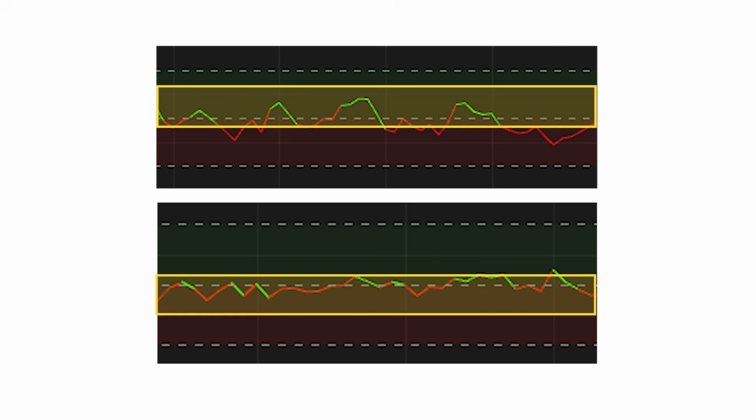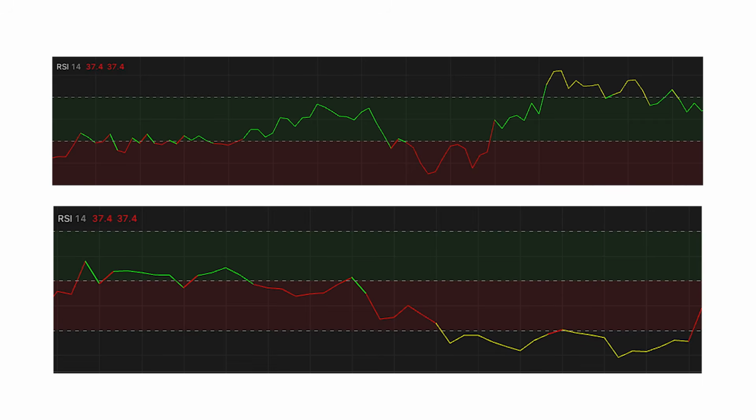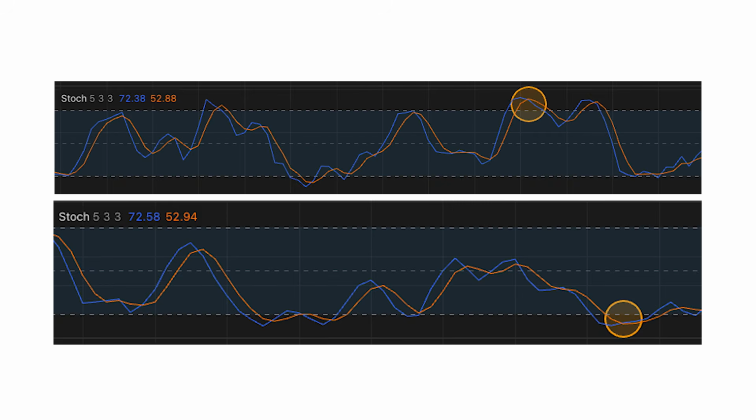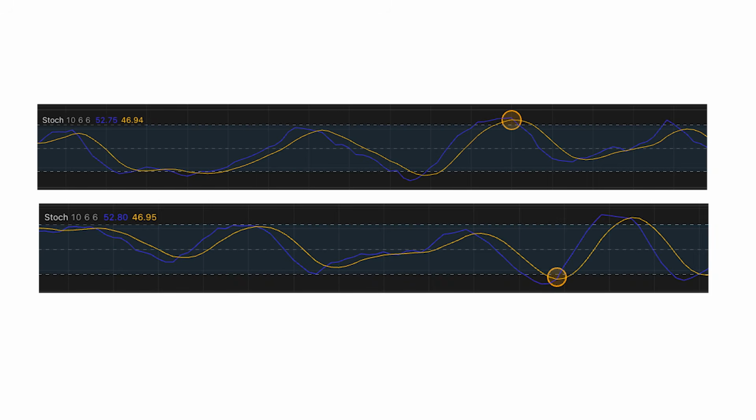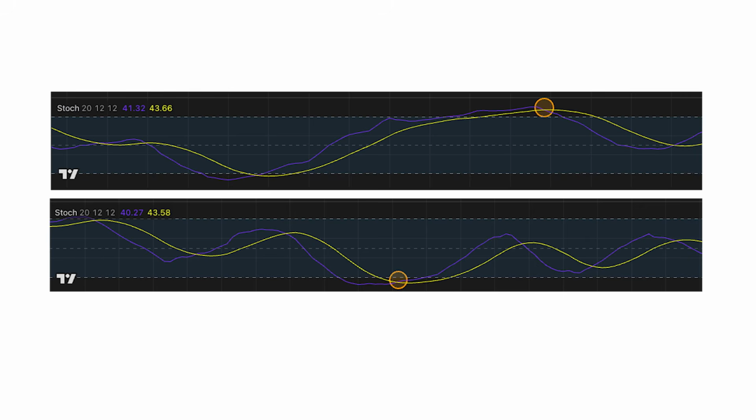Alright, let me summarize. First, RSI goes oversold or overbought. Then the 533 gives the first signal. At this point, you're just starting to see the first signs. Then the 1066 starts confirming the move. That's your second confirmation. Finally, if the slowest setup, 20, 12, 12 confirms as well, that becomes your third confirmation. That's where all 3 confirmations line up, the core of this strategy.